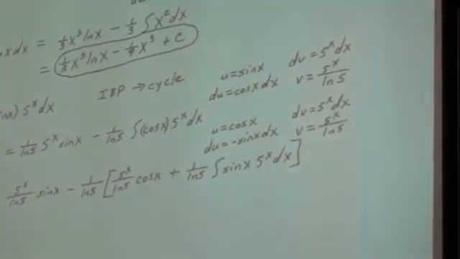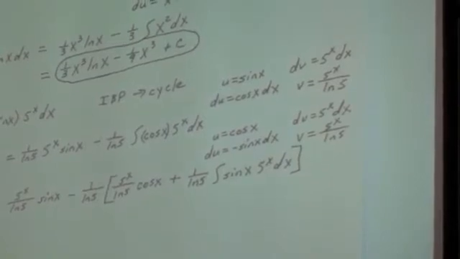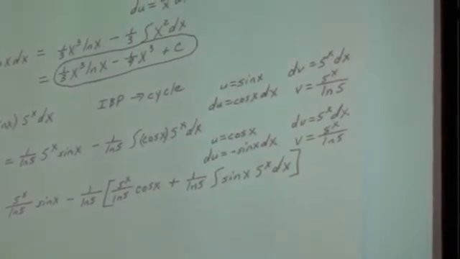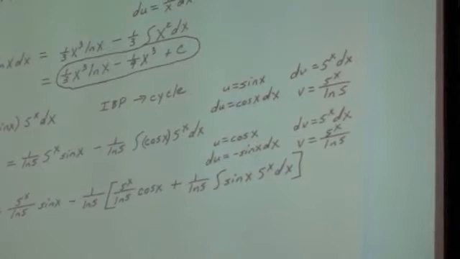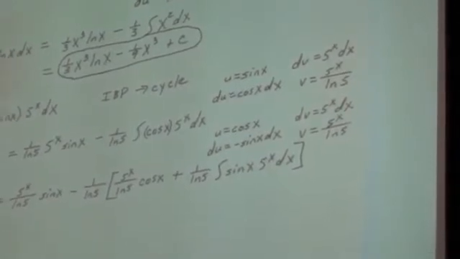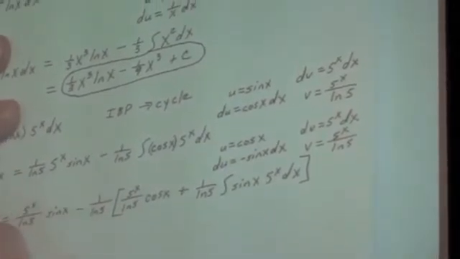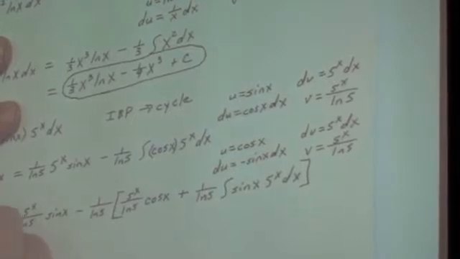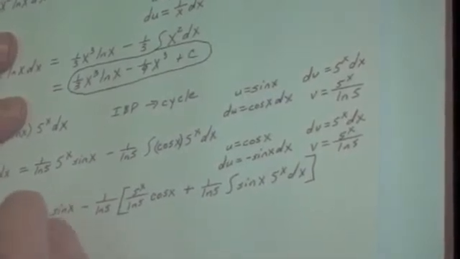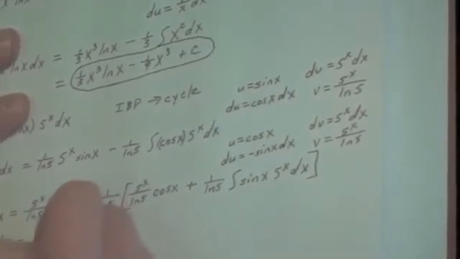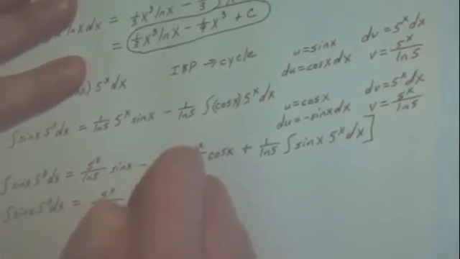At this point, I'm pretty much done with the problem. It's just algebra. The calc part is done. It's just algebra from here on. I'll get the integral of sine x 5 to the x dx is equal to 5 to the x over ln 5 sine x.